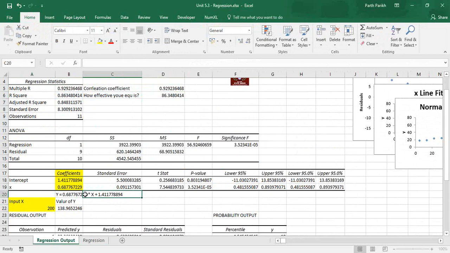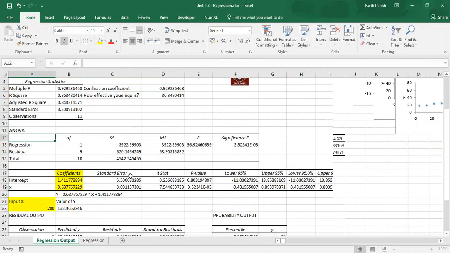Adjusted r square, I am not going into it because it's a part of multicollinearity. We are not going into that premise. Standard error again is the error of the sample, which you have already seen in the sample statistics. This is the error which we have got, and for observations, there are 11 observations. So that's the basic interpretation of linear regression. In the subsequent videos, we will also look at ANOVA and how we do the residual output and the probability output as well.